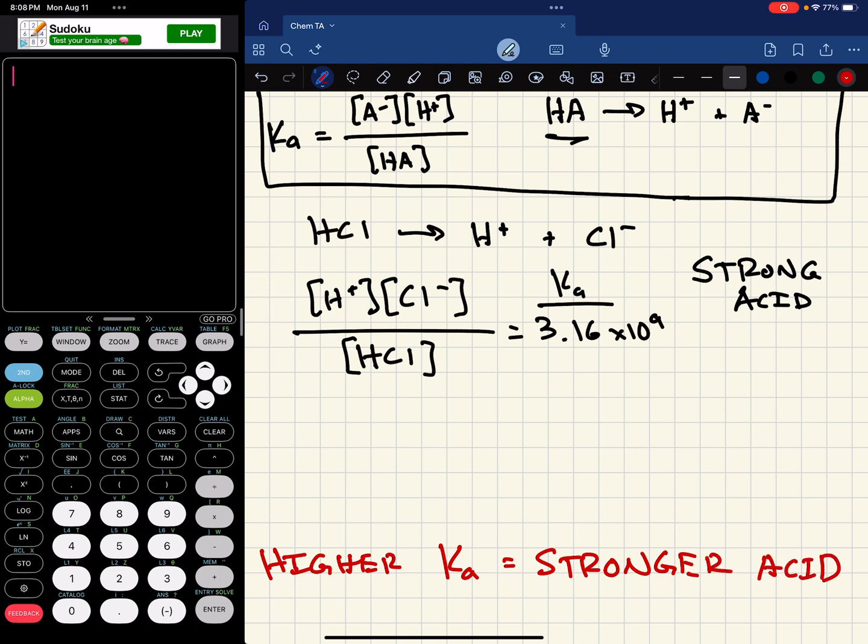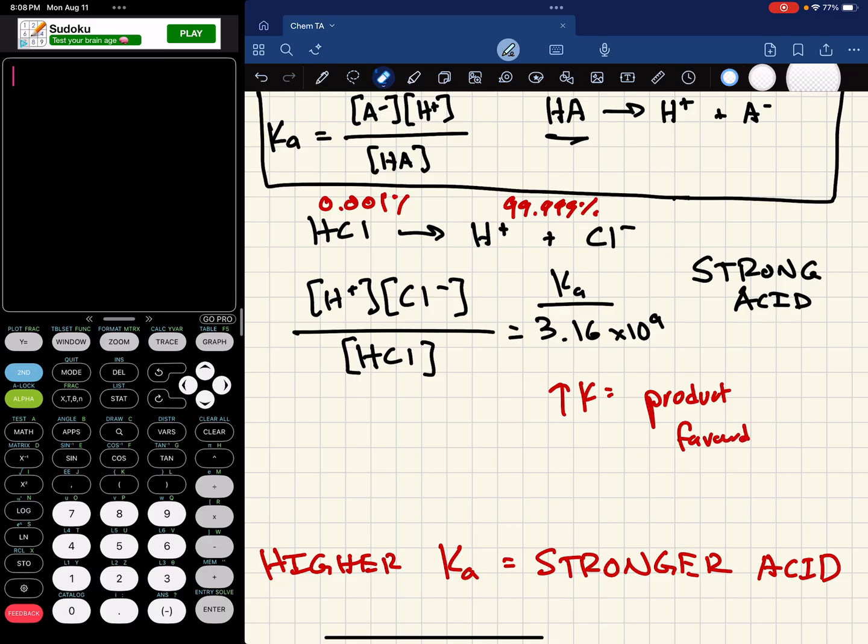Okay, so that means when HCl dissociates, it's going to mostly create 99.999% products and then like 0.0001 reactants. So most of it's going to be products, with the H plus ions mixing with the water and making it really acidic. Okay? So that's what's going to happen here, and that's what this is saying, because high K value equals product favored. Okay, just like we talked about. So we're just relating it to acidity now.